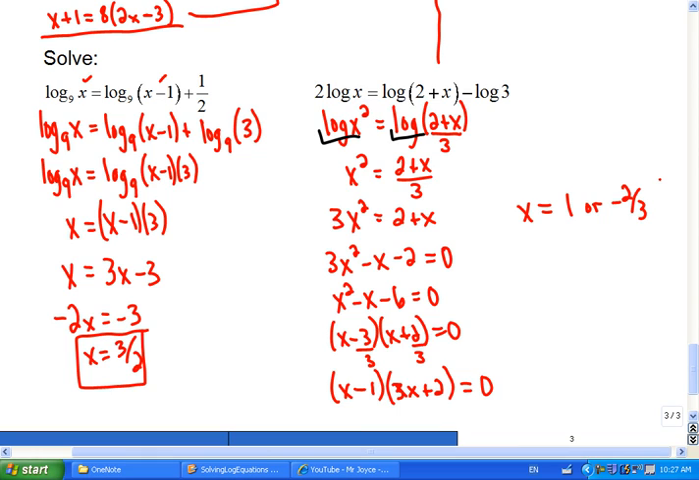So if I try these in, obviously negative 2/3 won't work in there, so I can get rid of it right away. But 1 won't have any problems, so 1 definitely will work as an answer.